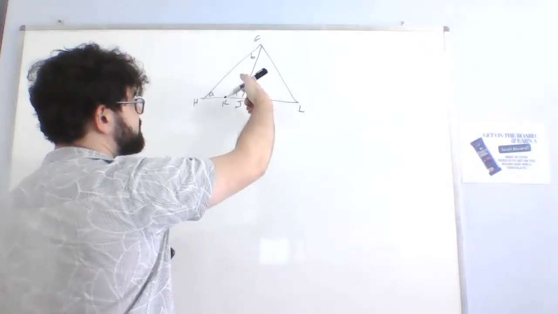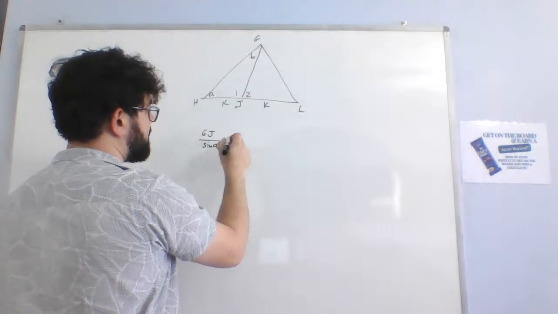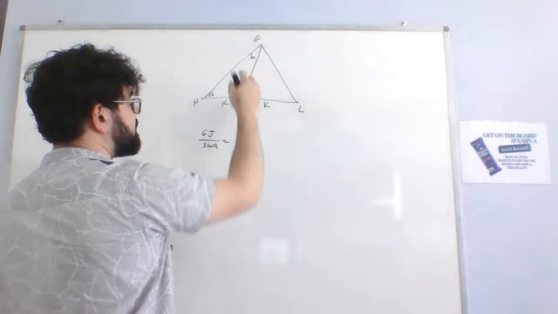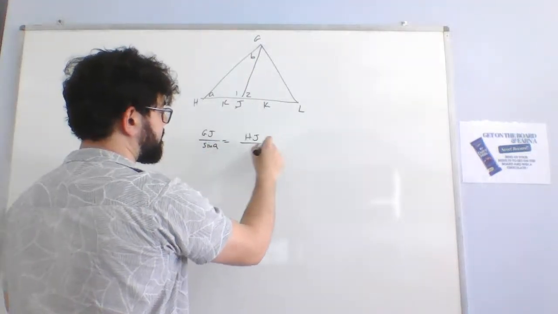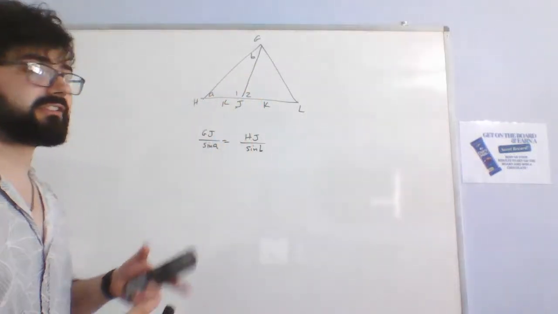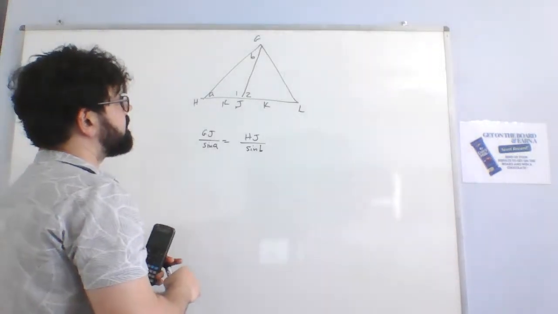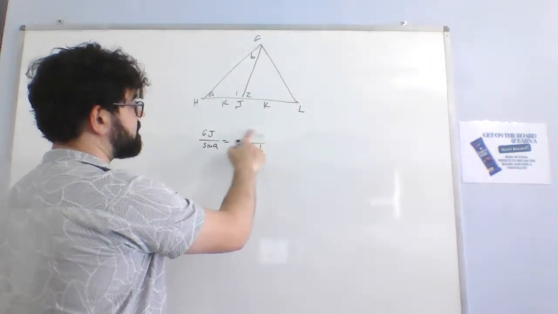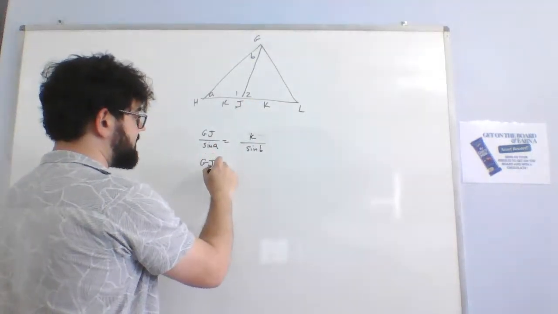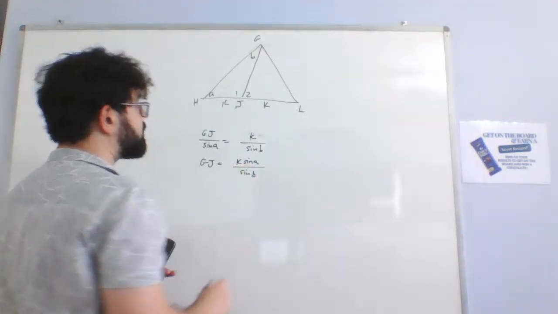So over here, GJ over sine A is equal to HJ over sine B. So we pair each side up with the sine of the angle that's across from it. And then we get this. And now HJ was actually K, right? It's K units long. So now we can write down that GJ is equal to K sine A over sine B. But we're not quite done, right?